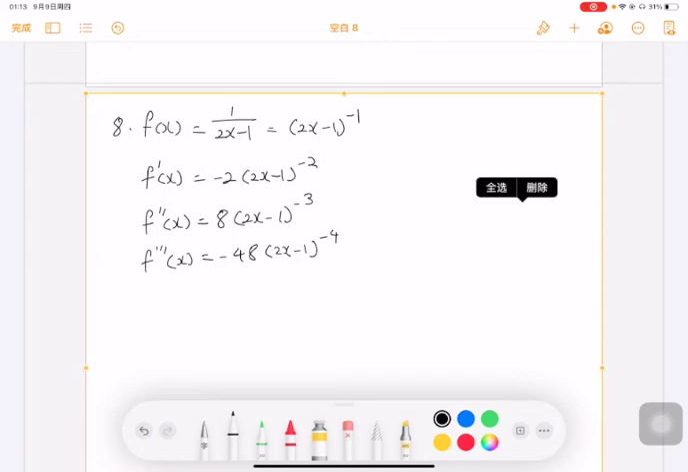All right, plugging in 1, you get f of 1 equals 1 over 1, that's just 1, and f prime of 1 is minus 2, f double prime of 1 is 8, and f triple prime of 1 is minus 48.